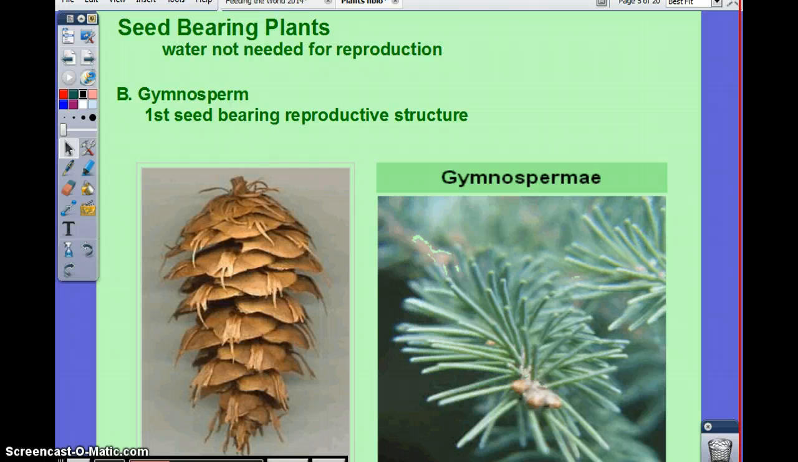So my second group are seed bearing. Groups 2 and 3 within my true land plants are seed bearing plants. And the first is called gymnosperms. They're the first group of seed bearing, and if you look here you see something familiar. Anybody know what that is? Pine cones, okay? So that's an example of a gymnosperm or a conifer.